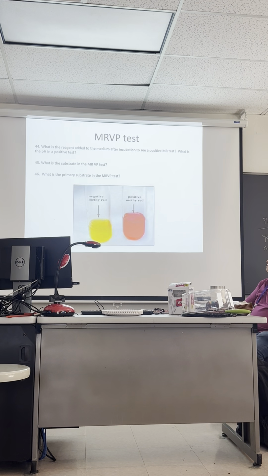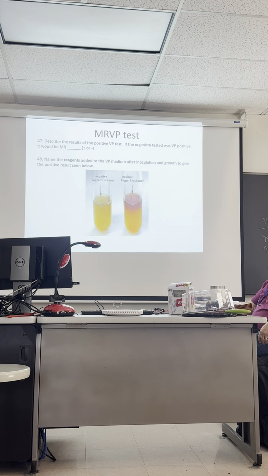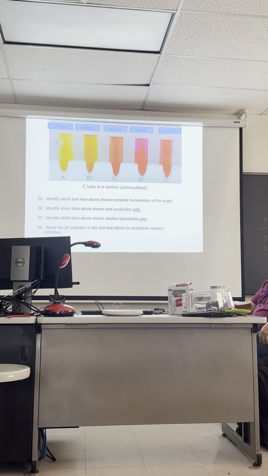Okay? Oops. Okay, covered those already. So we covered that. Okay, here is the carbohydrate fermentation test, also known as the phenol red broth test. So the C is the control, right? That means it's not inoculated. So which tube above indicates fermentation? A, that's correct. It's acid with gas, which represents acid only. B, identify which tube above shows alkaline byproducts only. D, that's correct. Name the pH indicator. Phenol red.